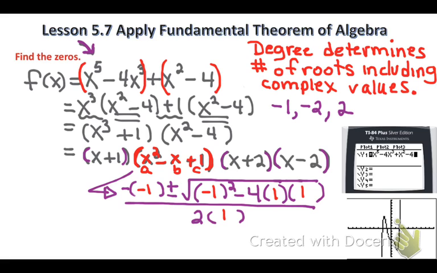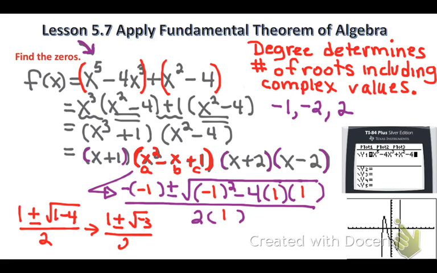So we end up getting 1 plus or minus the square root of 1 minus 4, all over 2, 1 plus or minus the square root of negative 3, all over 2. Sorry, it's getting a little bit crowded. And we know that when we have a negative under the radical, we can say 1 plus or minus i square root 3 over 2.